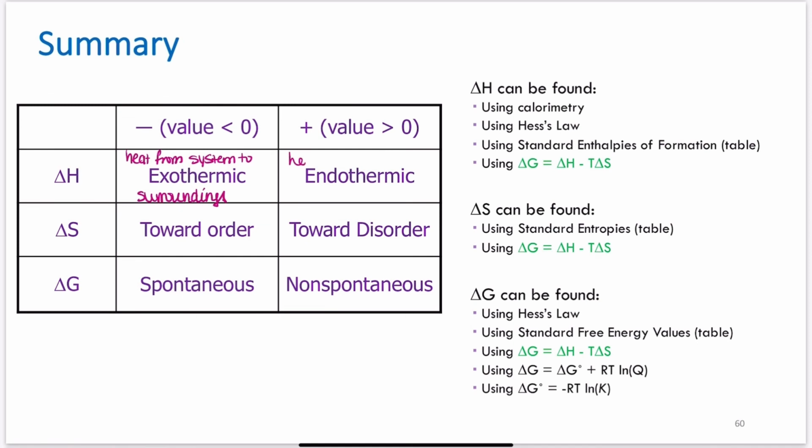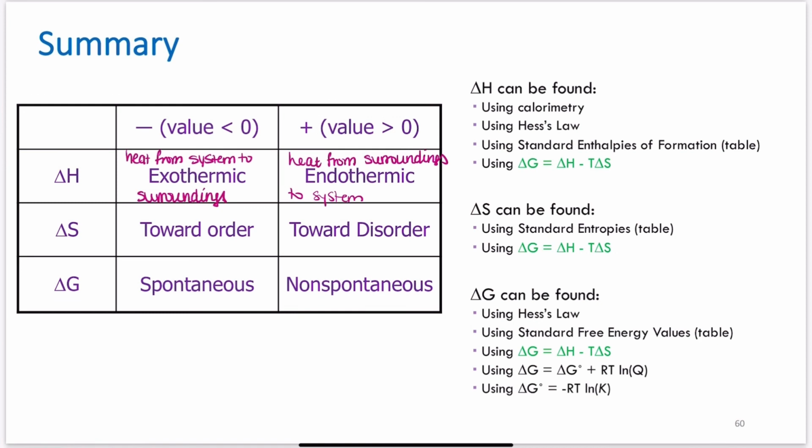Endothermic, heat moved from the surroundings to the system. It's moving to a state of disorder. Delta S is happy. Delta G, though, if it's positive, is non-spontaneous. Delta H, I can find delta H using calorimetry, Hess's law, standard enthalpies of formation.